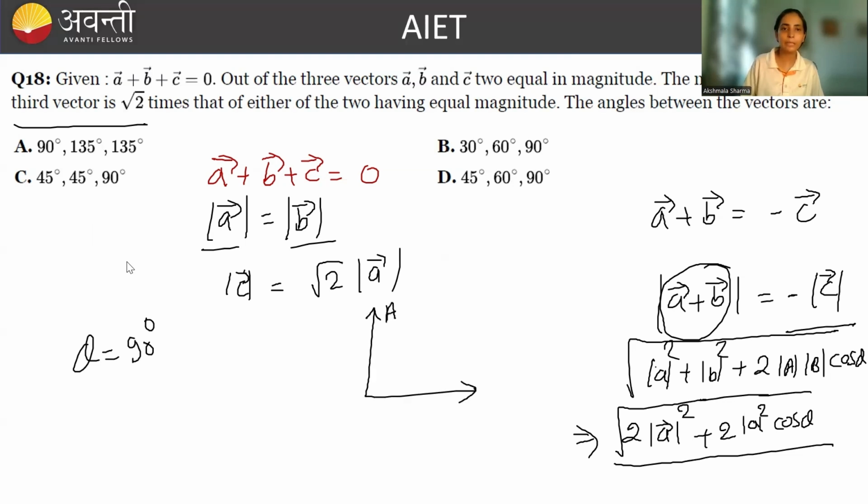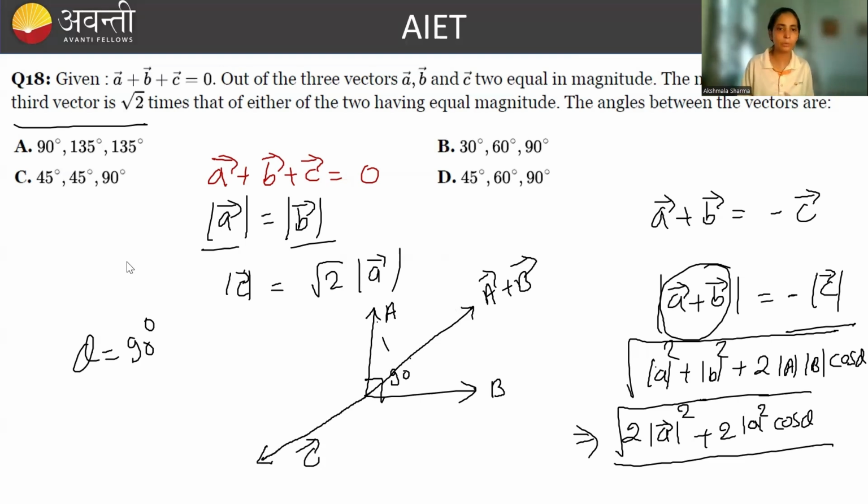Angle between vector a and vector b is what? 90 degrees. Their magnitudes are equal. Now, if a and b are getting added to c, then it is becoming 0. It means whatever the resultant of a and b, that is a plus b, should be just opposite to that of vector c. Then only a plus b plus c will become 0, right?